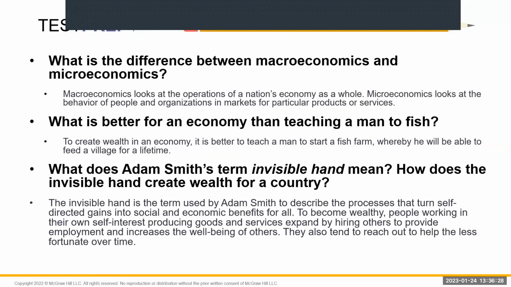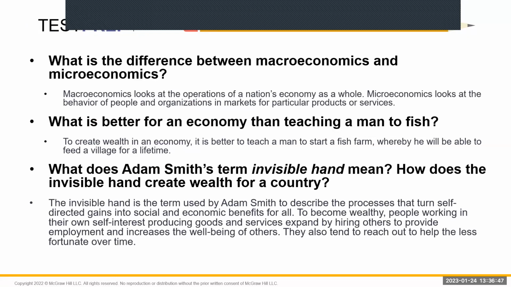So what we got over so far, what is the difference between macroeconomics and microeconomics? Well, macroeconomics looks at the whole economy, like the entire nation or the entire globe. Microeconomics looks a little smaller: people, organizations, business, or specific products or services.